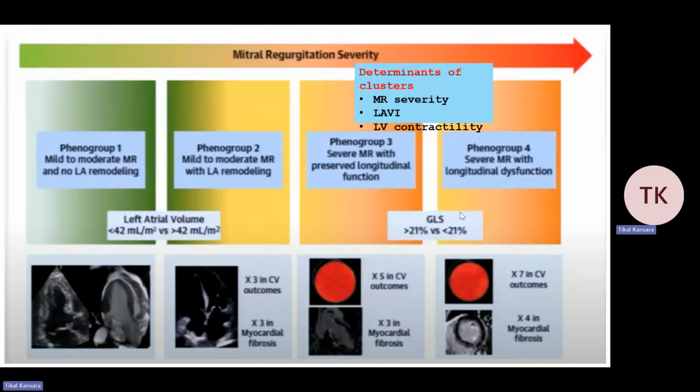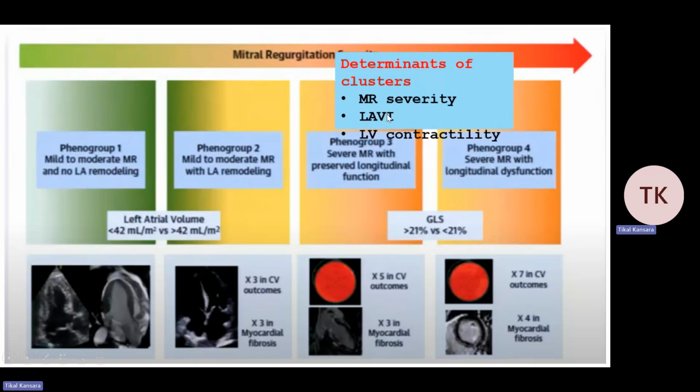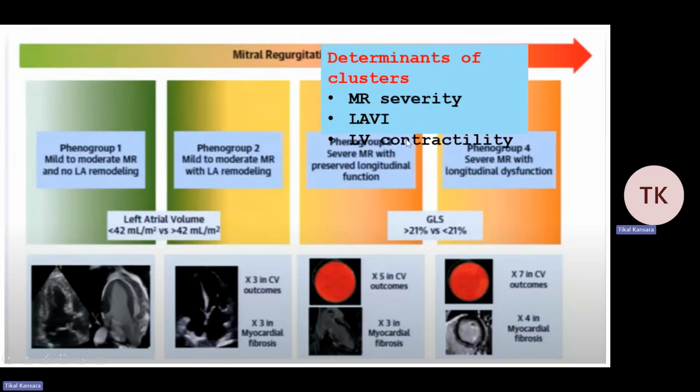So a patient who has normal EF, but the GLS is less than 21, as 20 or 19, it's still not normal for these patients. And the patients will be classified into phenotype 1, 2, 3, 4, depending on the severity of MR, depending on the LAVI, and depending on the LV contractility, that is the GLS. And probably in the next 4 or 5 years, by the time we start practicing, these will be the new guidelines, and this will be coming into the picture, and this is how things are going to evolve.